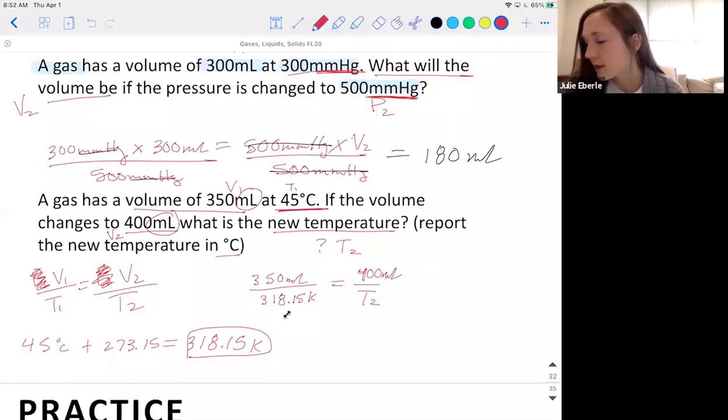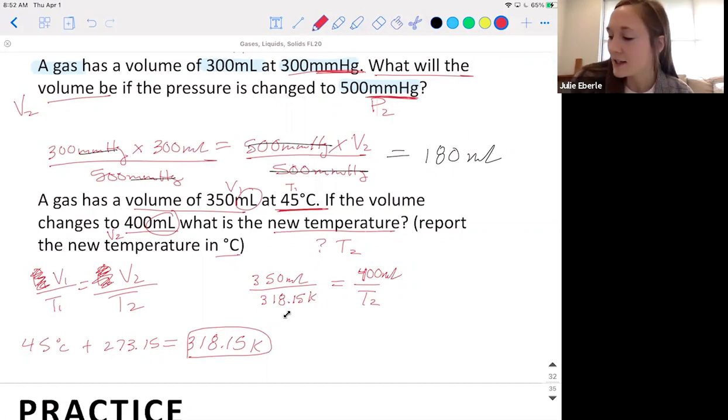Okay, I'm glad we're working this problem because a lot of people are going to mess this up sometimes. They'll just try to move the 400 milliliters over, and once you've got T2 by itself, you just solve for that. You can't do that. T2 is in the denominator, okay? It's in the bottom down here. We can't solve for 1 over T2. You've got to solve for T2. So how do you do that?